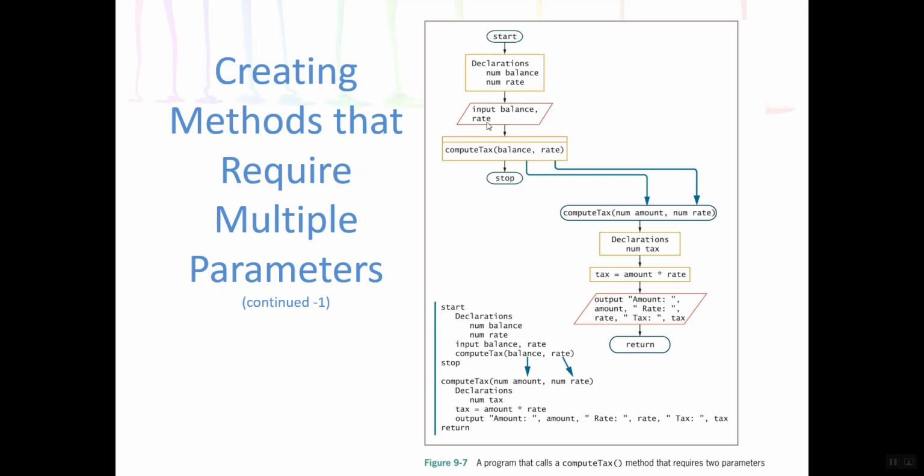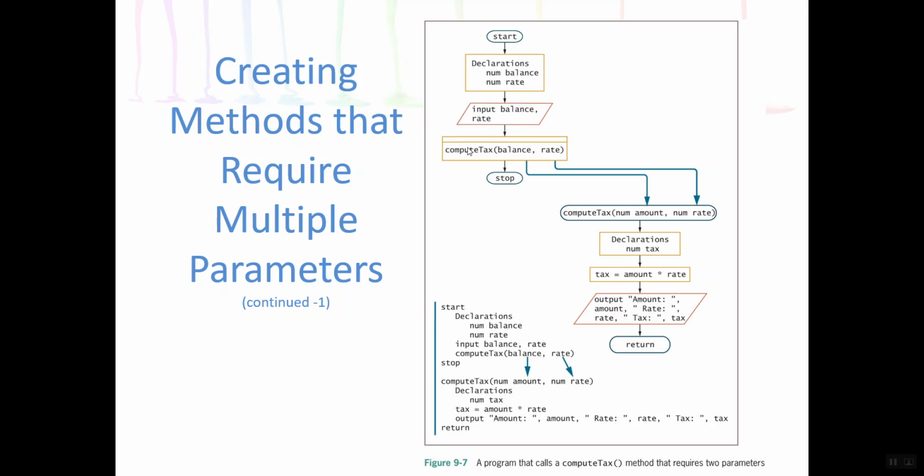Now they're oversimplifying a bit here. We would need a prompting statement that says enter balance before we actually input it, as well as rate. But we can imagine here we're getting both the balance and rate. We wanted to be able to pass balance and rate to computeTax. So you can see we have two different arguments here. One, the balance that the user entered, and the second, the rate that the user entered.